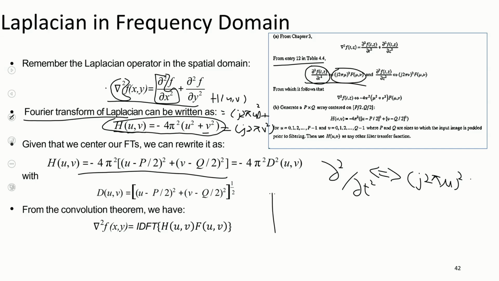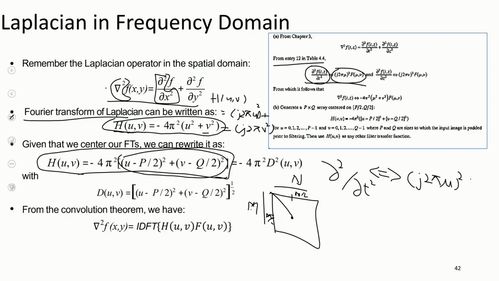P and Q here, for example, were actually in our case M and N. So this is P and this is Q. Let's say I want to move this to the center. So this is N by 2, and in order to do that, I just subtract it. Okay, so what is this? This is again what we previously defined as D squared. Yes or no? Okay, so I can write this whole term as minus 2 pi squared D squared (u, v).